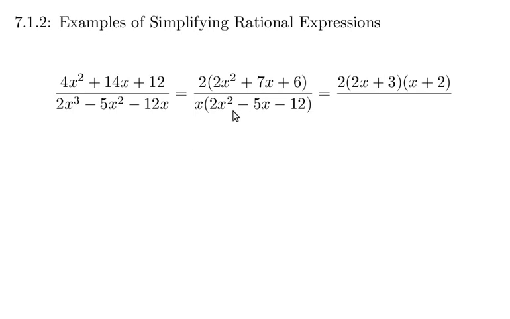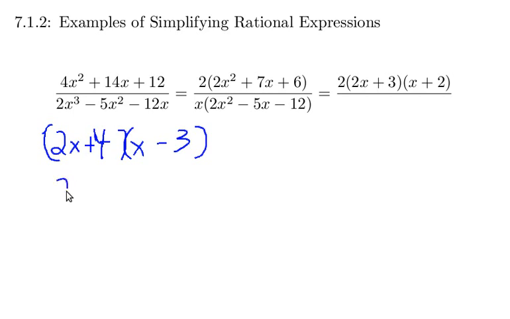Okay, so now we have this 2x squared minus 5x minus 12. So we'll guess and check to figure out how to factor that. We have 2x and x, two numbers that multiply together to make 2x squared, and two numbers that multiply together to make 12. One's going to have to be plus and the other one's going to have to be minus. So it's going to be 3 and 4.